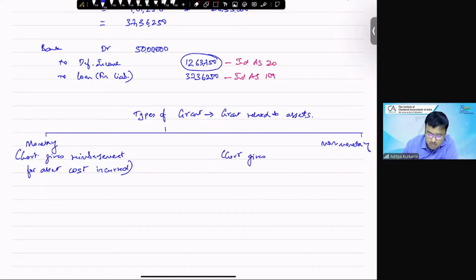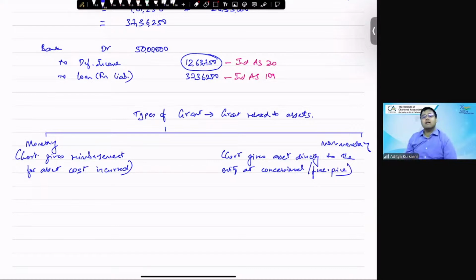Government gives the asset directly to the entity at concessional or free price. Are we clear with this? Yes, monetary and non-monetary. Are we clear with this? Yes, sir. Okay.